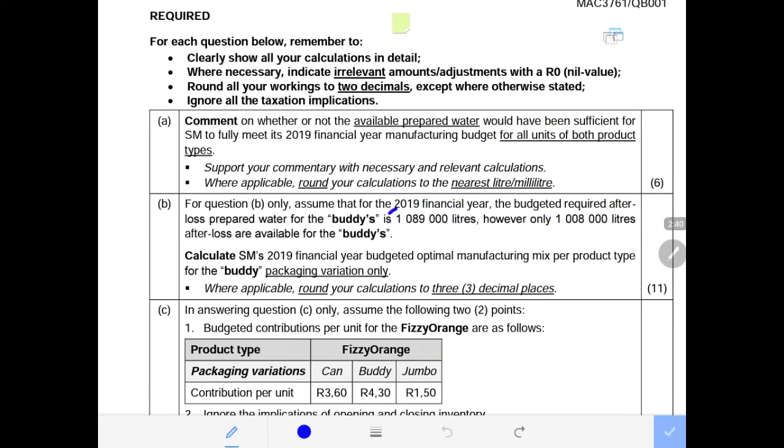Then we can see that what is required is more than what is available, so there is a shortfall. Then in that shortfall, now we need to calculate our optimum manufacturing mix. Take note, they don't say contribution. I mentioned that very regularly. When they say contribution, then you need to take your optimum manufacturing mix multiplied by the contribution per unit. But that is not the case.